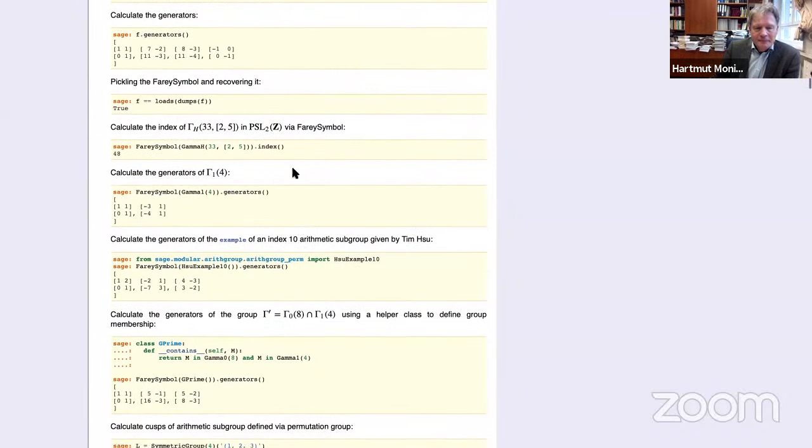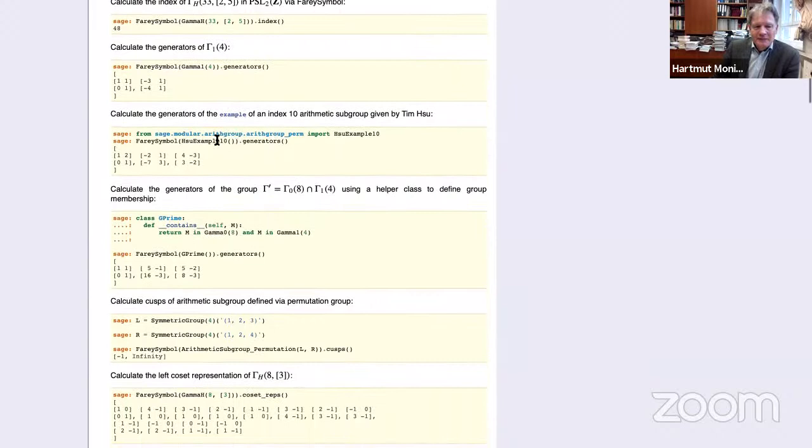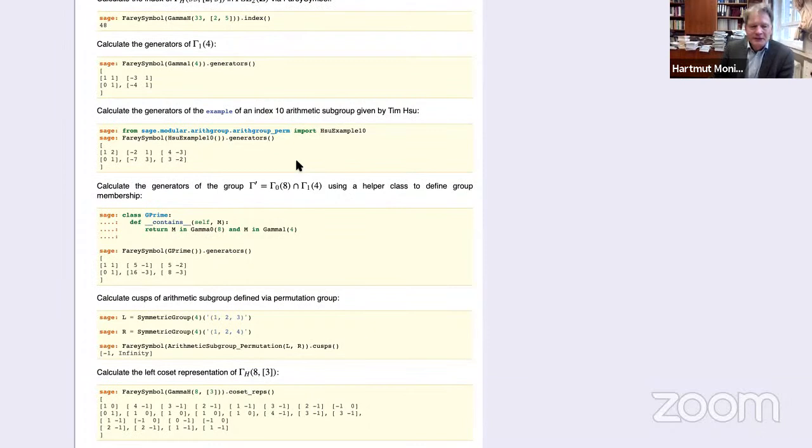Now, here is another demonstration. You just have the Farey symbols. You can calculate the index of that particular subgroup of PSL2(Z). It is relatively trivial to calculate the generators of any other group. And here is a less trivial example, which calculates the Farey symbol of a non-congruence subgroup. I will explain that because a substantial part of my calculation is calculating cosets and generators of subgroups of the modular group which are non-congruence.